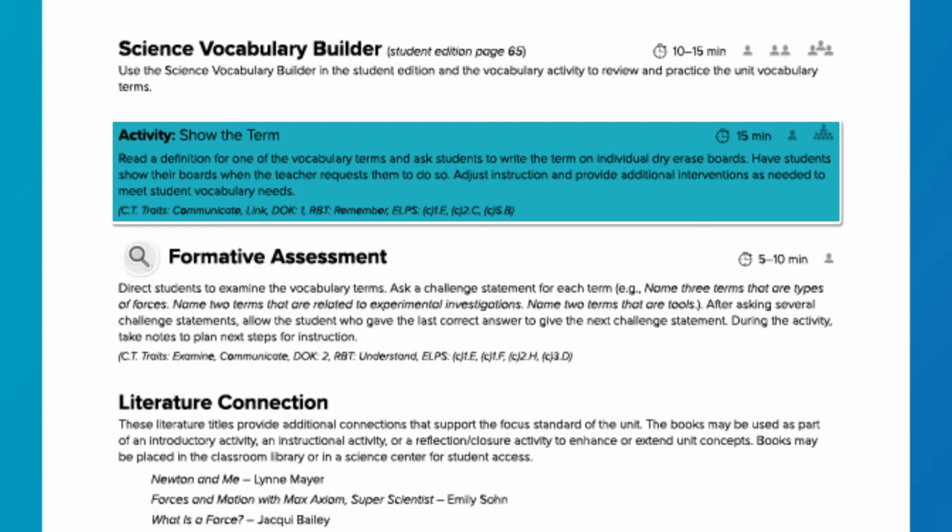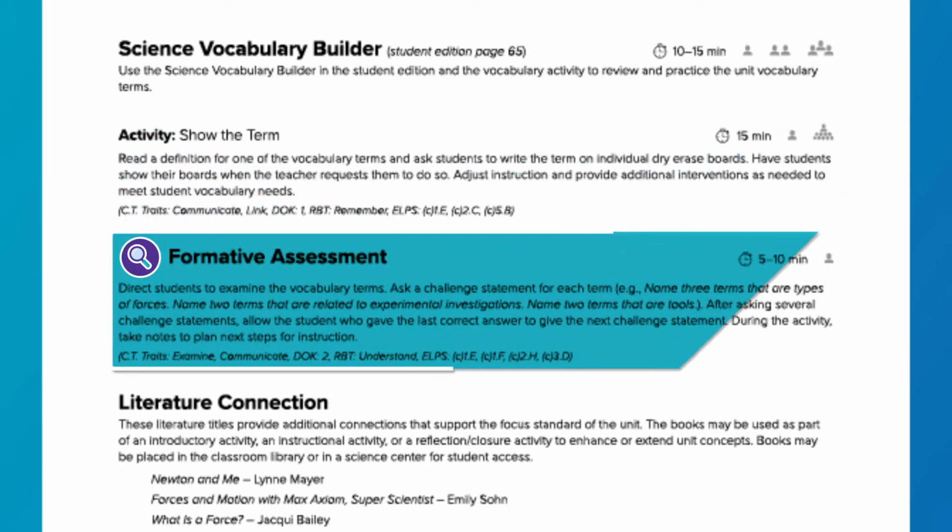In this unit, the activity is Show the Term. In this activity, teachers will distribute dry erase boards and markers to students. The teacher will read the definition for one of the listed vocabulary words to the unit. Just as a reminder, a glossary is found at the end of your teacher guide and student guide. Once the definition is read, each student will record the vocabulary word that matches the definition onto their whiteboard. When the teacher signals, students will raise their boards to reveal the written term. According to the Teacher Edition, this activity can be done in 15 minutes, and we recommend doing this individually with a student or a whole group.